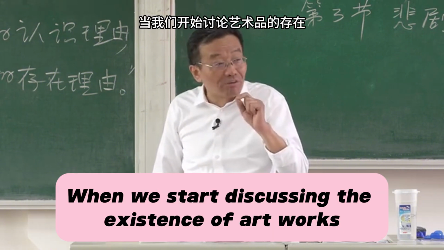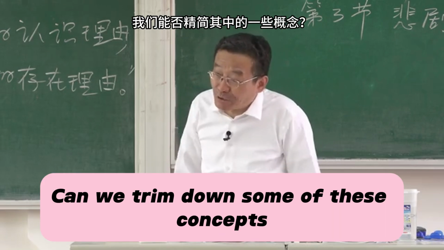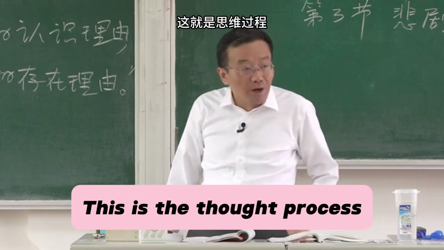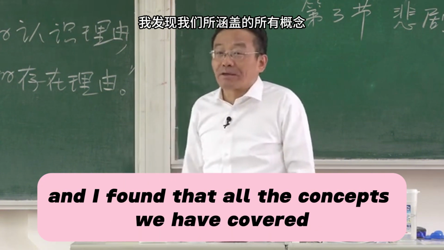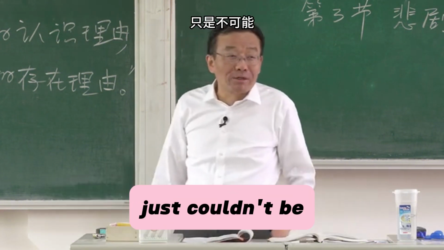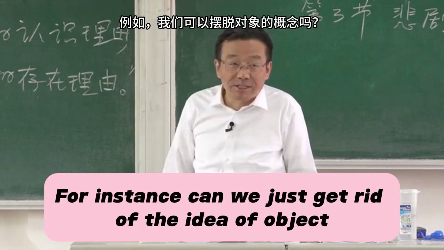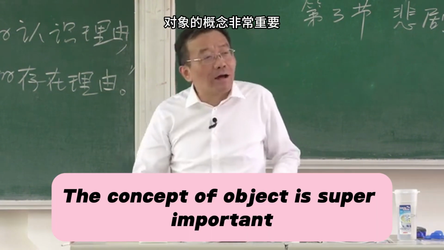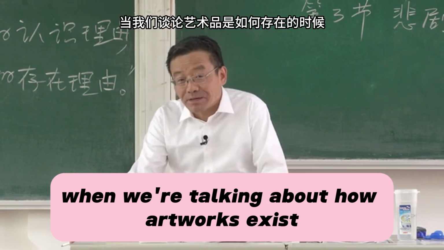When we start discussing the existence of artworks, we have to ask ourselves, can we trim down some of these concepts? This is the thought process I went through when considering the philosophy of art, and I found that all the concepts we have covered just couldn't be shaved off. For instance, can we just get rid of the idea of object? The concept of object is super important when we're talking about how artworks exist.